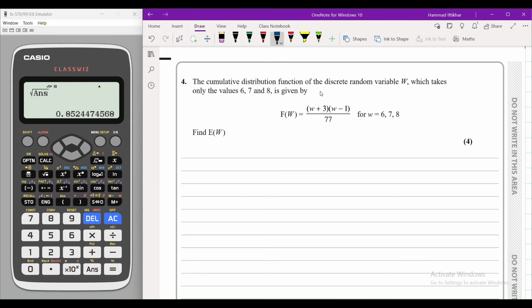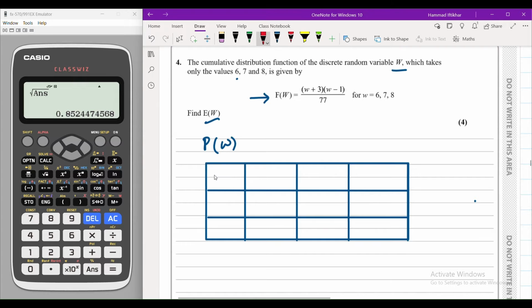So the cumulative distribution function of a discrete random variable W, which takes only the values 6, 7, 8, is given by this function. For W = 6, 7, 8, find E(W). To find E(W), we actually need the probability distribution for 6, 7, 8. So to do that, we first have to make a table for this.